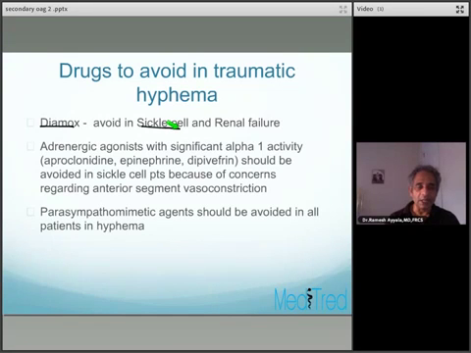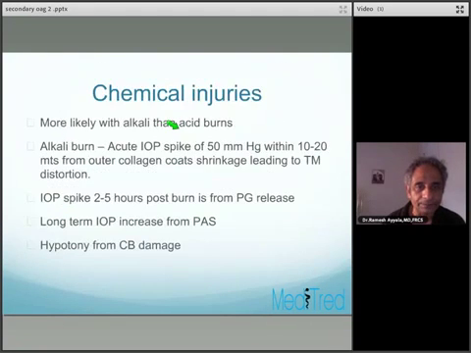That is a topic in itself that we will not go into at this time. But sufficient to know that glaucoma should be taken care of actively in this patient population. Chemical injuries, again, we will deal only with that limited section of this in relation to glaucoma.